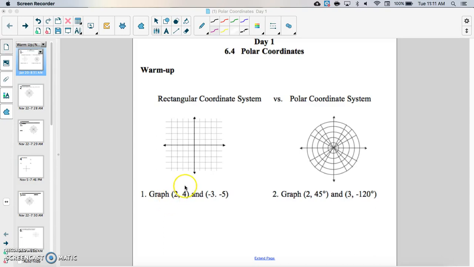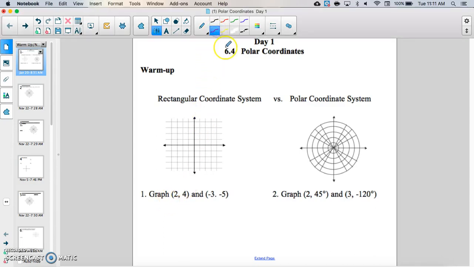Welcome to day one of polar coordinates, or the polar unit. For our polar unit, we are going to start off with just looking at rectangular coordinates and polar coordinates. In rectangular, hopefully everyone remembers, this goes x then y. So when you graph it, this is the x-axis, this is the y-axis, 2 in the x direction, 4 in the y direction.